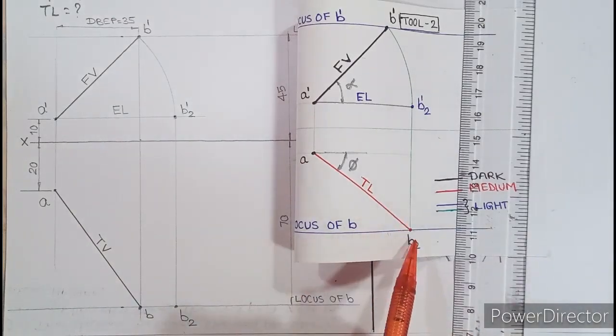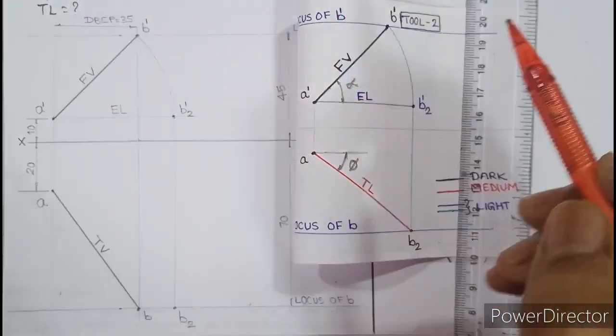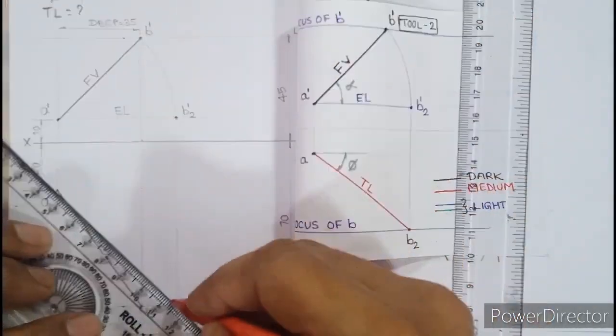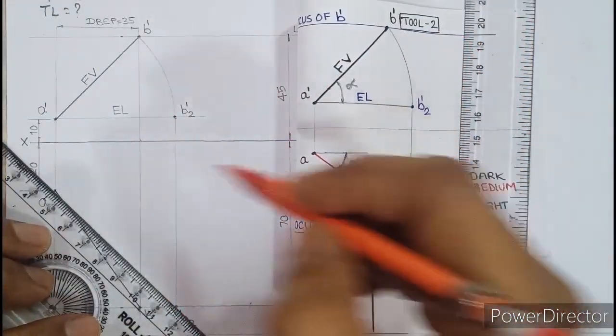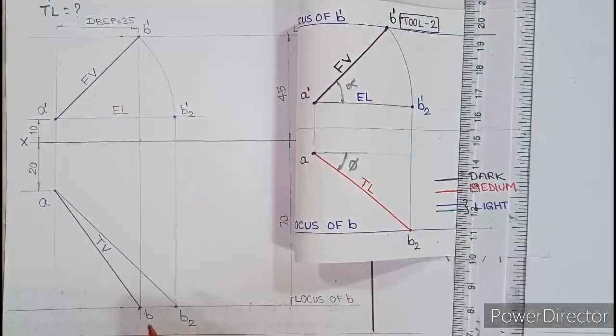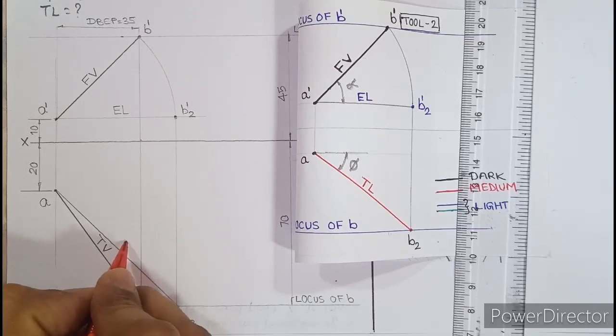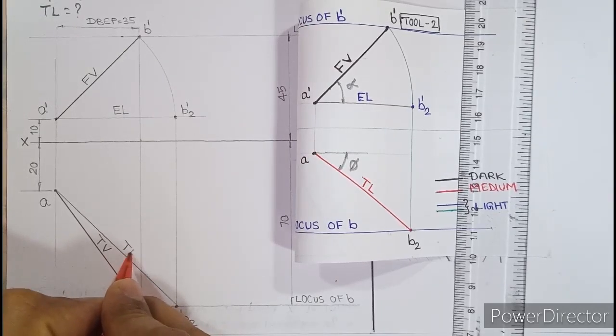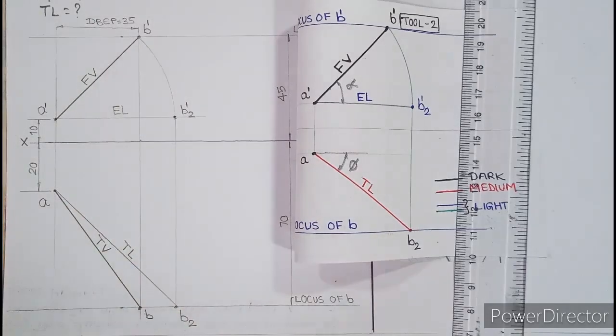Now this B2 should be joined with A, but the nature of the line is medium dark. So join A with B2 medium dark. There should be a slight difference between both the lines. Above the line and along the line, name this as true length. So that is how true length is ready.